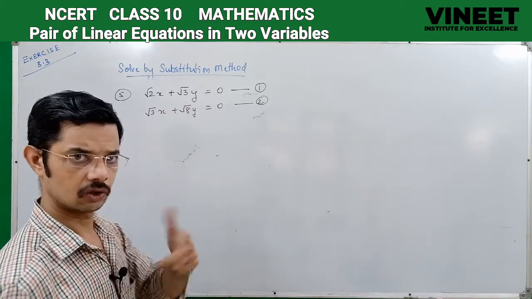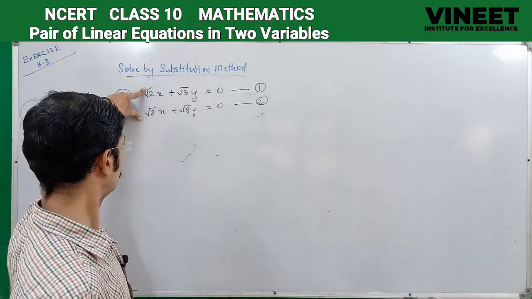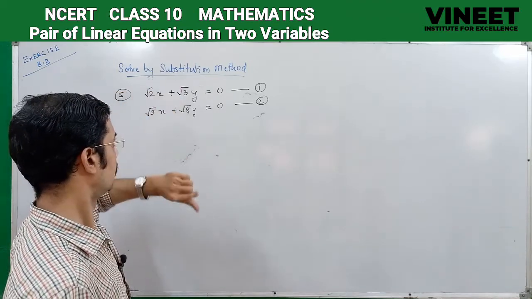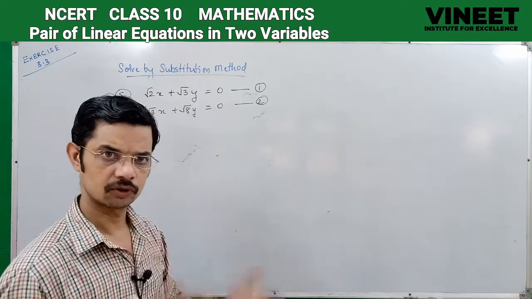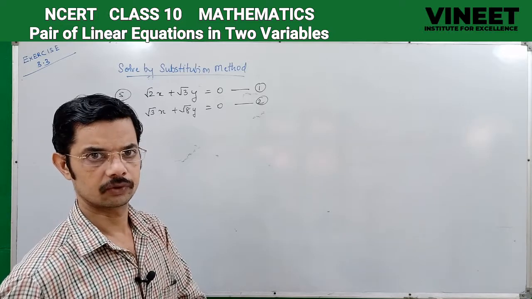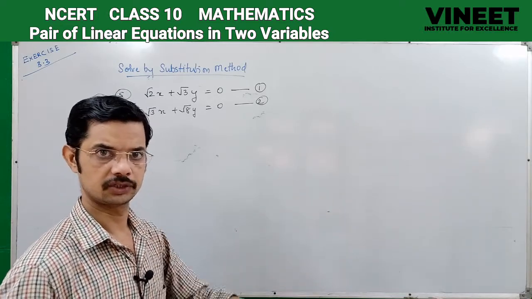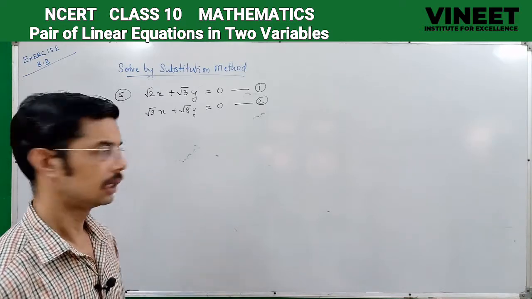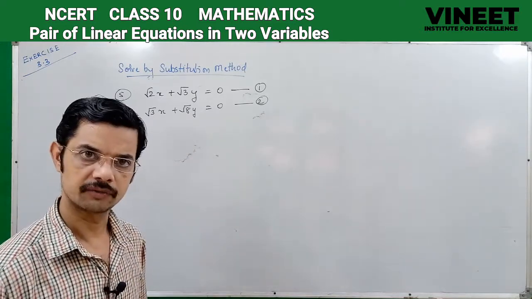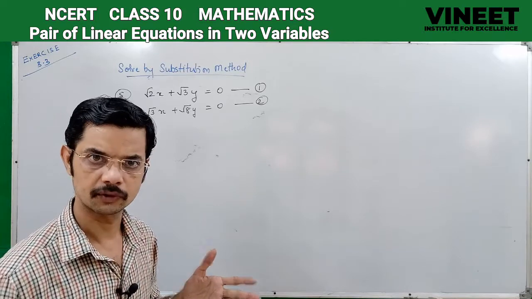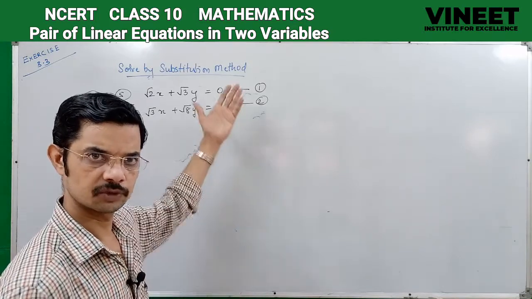That is clear. Also we may observe that this ratio is root 2 by root 3 and this is root 3 by root 8, which are not equal. So they have a unique solution and they intersect each other at the origin, that is 0 comma 0. Now let us proceed with the substitution method. We have observed that the solution is 0 comma 0.